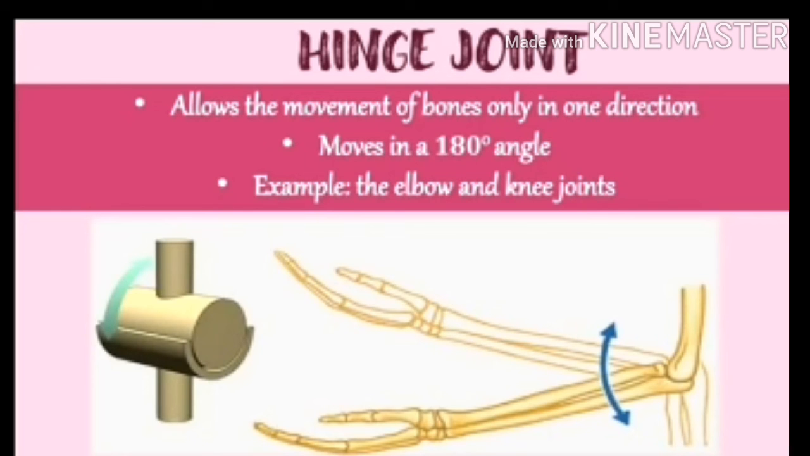For example, the elbow and the knee joint, where we can move our hand only in one direction, to the front side, up and down, not to the back side. So that is one direction movement and it is of 180 degree angle. So the examples are the elbow and the knee joints. Understood?